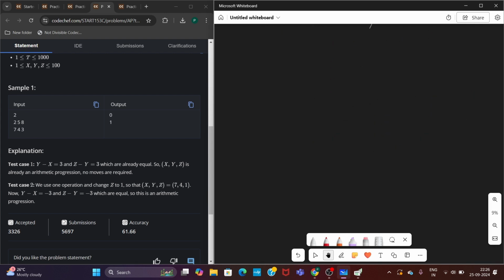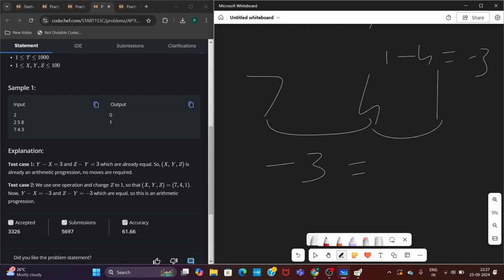So our new array will be what? Our new array will be 7, 4, and 1. Okay. So now the difference of this is what? Minus 3. And now 1 minus 4 is what? It is also minus 3. So now minus 3 is equal to what? Minus 3. So yes, it is an arithmetic progression. So our answer will be what? 1. Because we have performed only one operation, meaning we have changed only one number over here. Okay. So this is the explanation for this example.